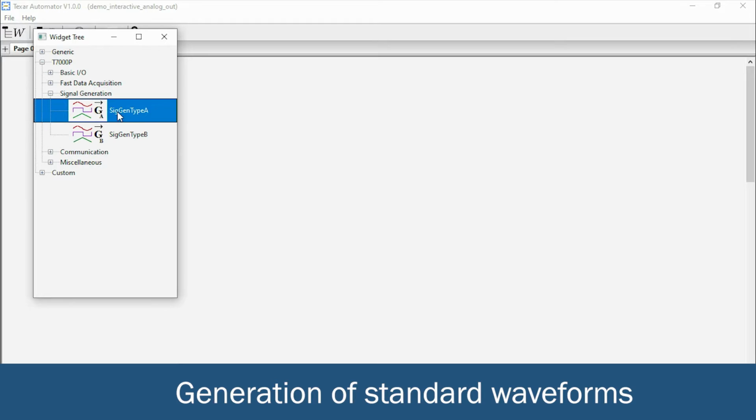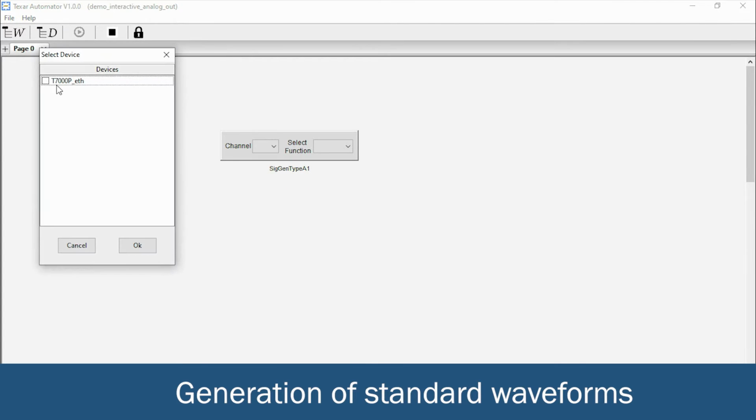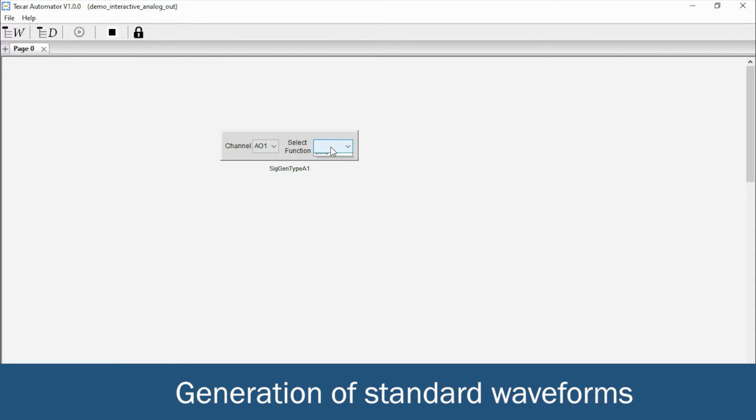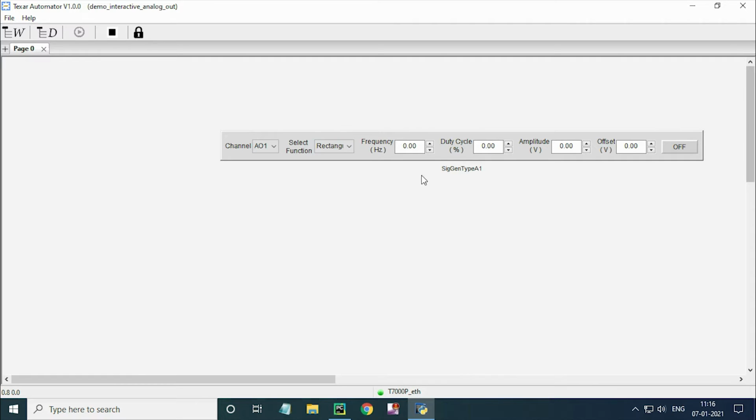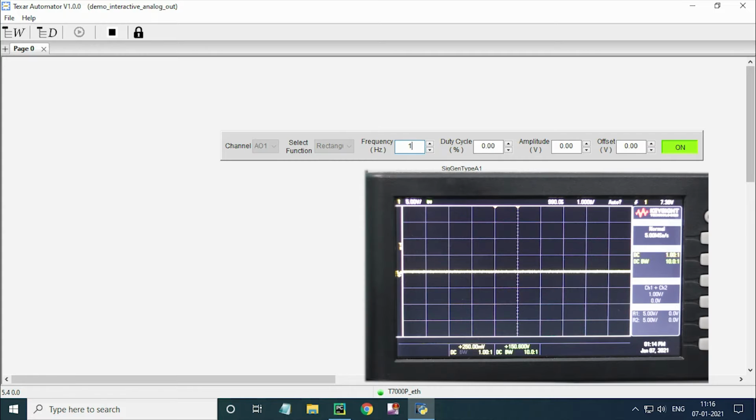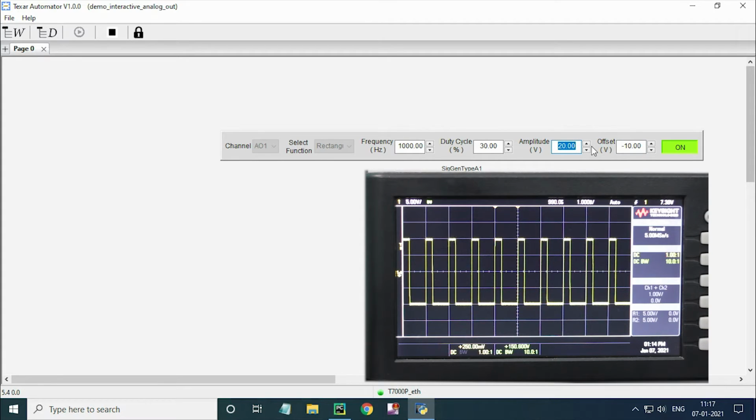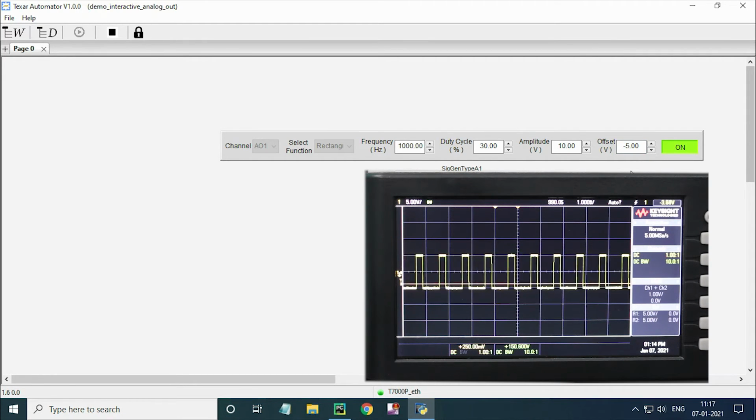Next, let us look at the second type of widget called Sig Gen Type A. As you can see, this supports the generation of 3 types of signals currently, that is, rectangular, sine, and sawtooth signals. Select rectangular function and fill in the related parameters. The generated signal matches the parameters we specified.